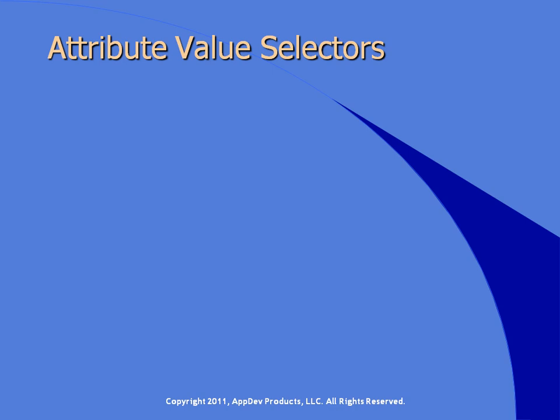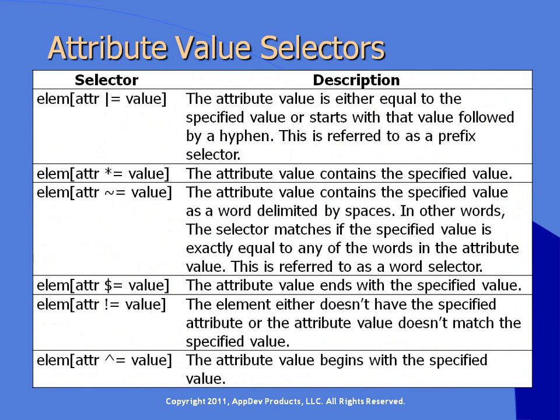You're not limited to matching the entire value of an attribute either. Here's a table with variations that you can use. You have a lot of flexibility. So for example, in the first row, you can use the vertical bar equals in order to say that the attribute value is either equal to the specified value or starts with that value, followed by a hyphen. This is a prefix selector.